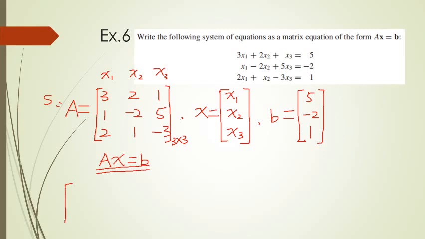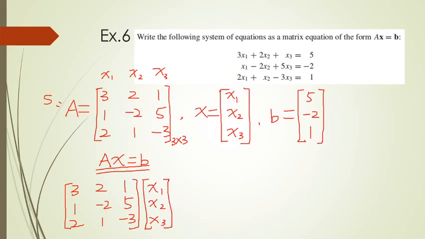So what is my AX? What is the matrix A? 3, 2, 1, 1, minus 2, 5, 2, 1, minus 3, then times the column vector x1, x2, x3, equals the right side constant B. Okay? So be careful, they are matrix and column vectors, so be careful of the format, okay?